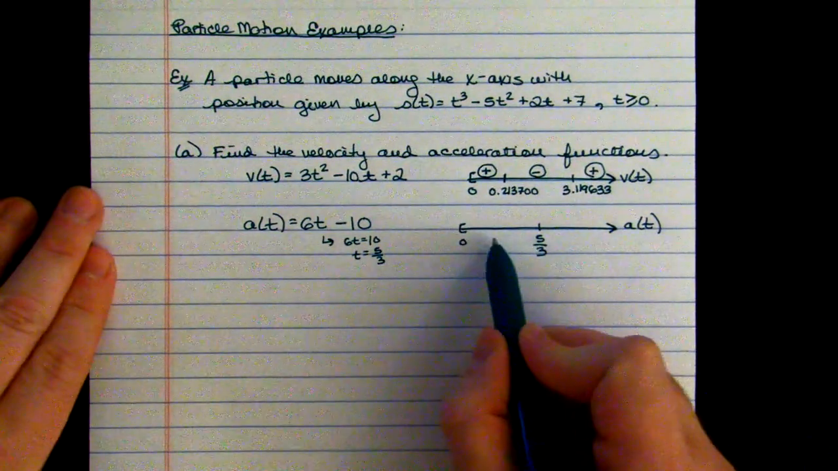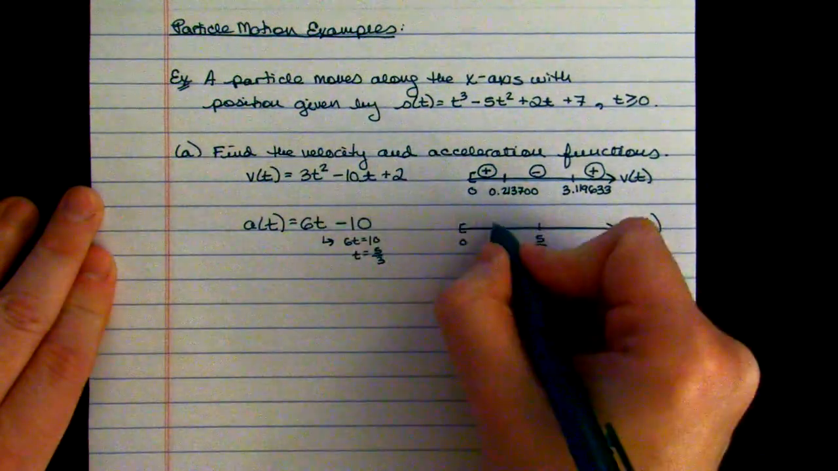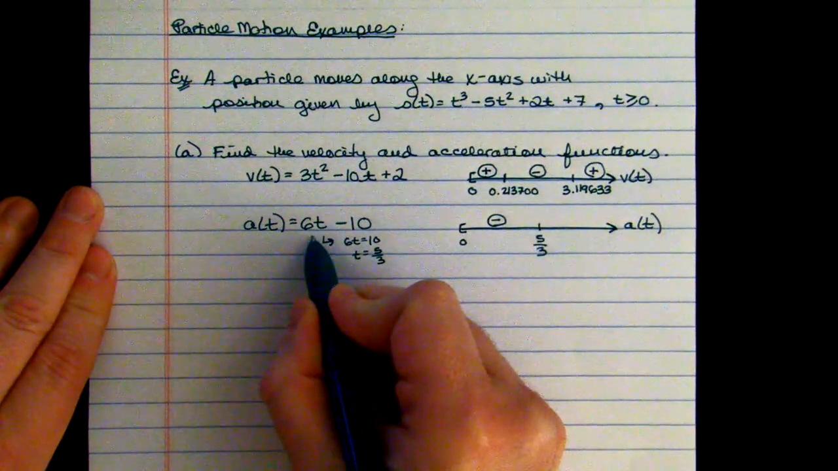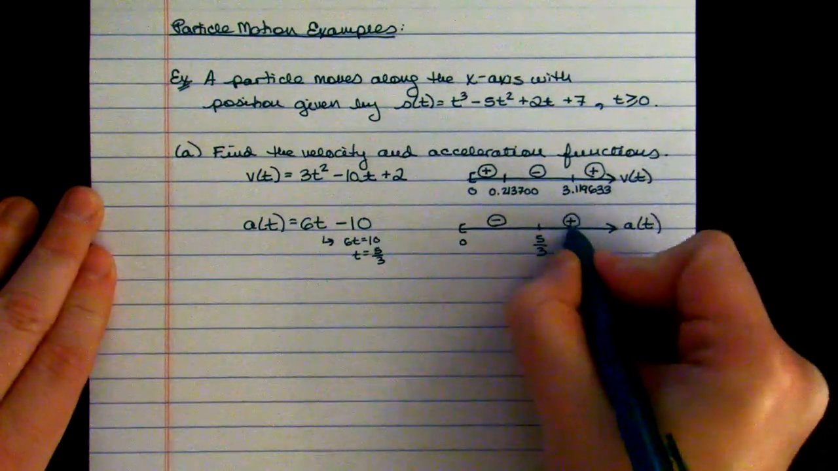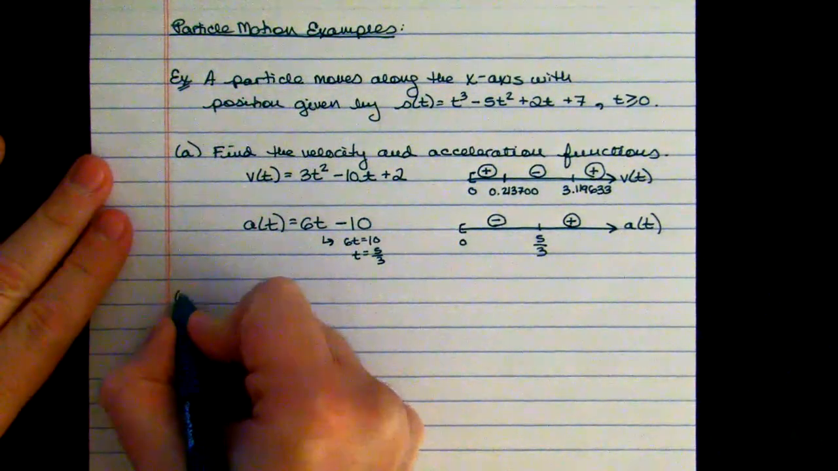Sign of that first region, you plug 1 into the acceleration. 6 times 1 minus 10 is something negative. Plug in 2. 6 times 2 is 12, minus 10 is something positive. And we've got our number lines. We'll use those more in a little bit.